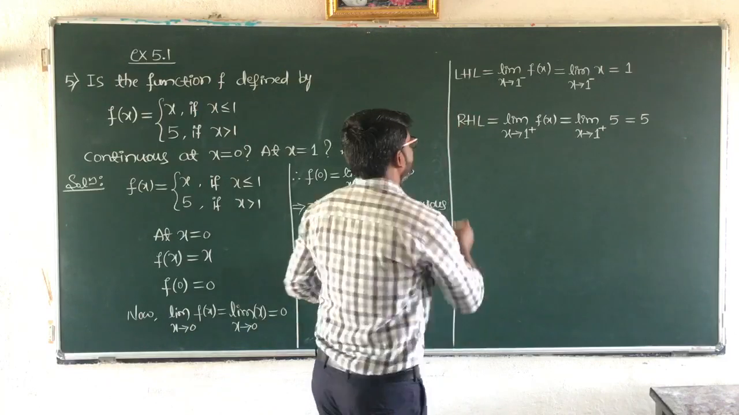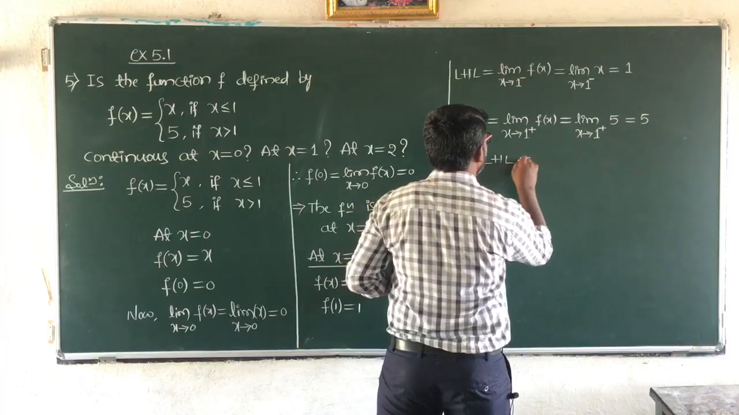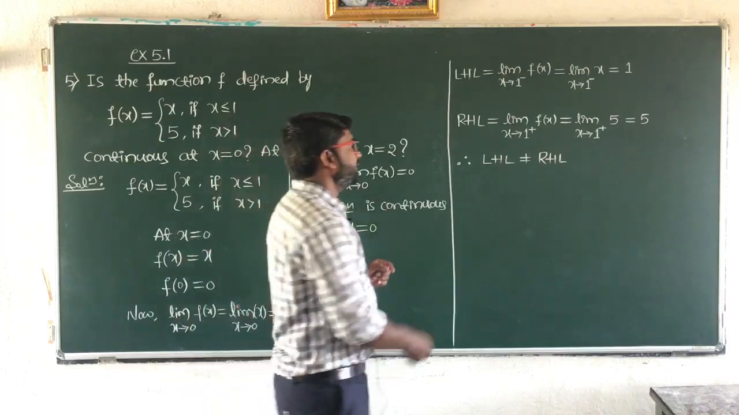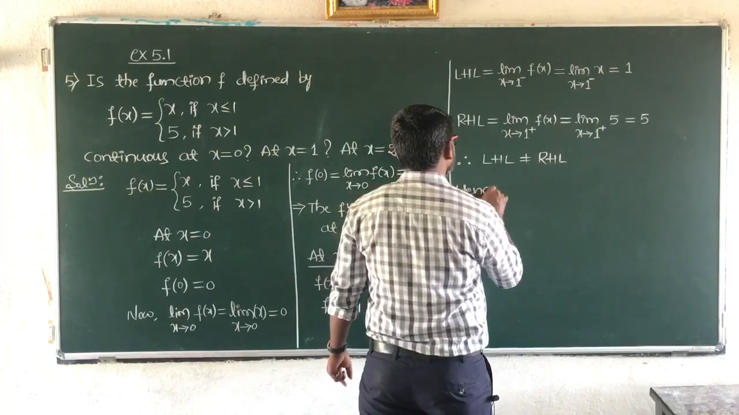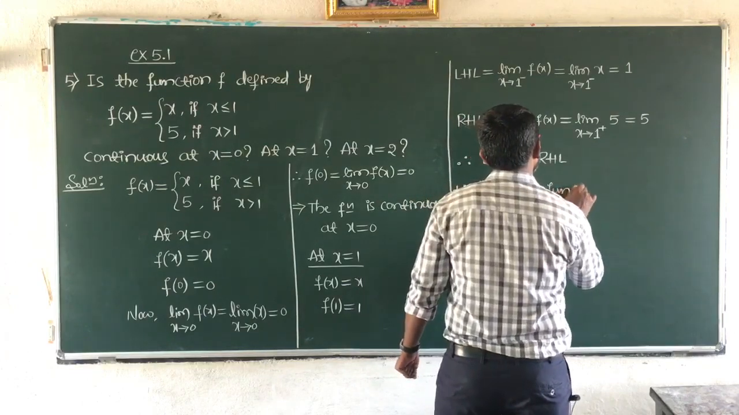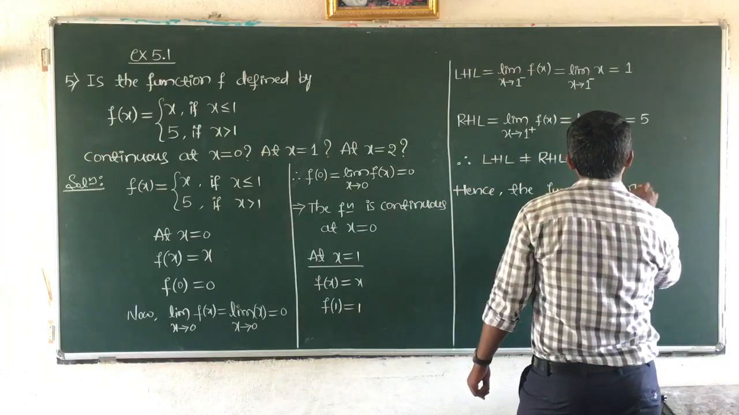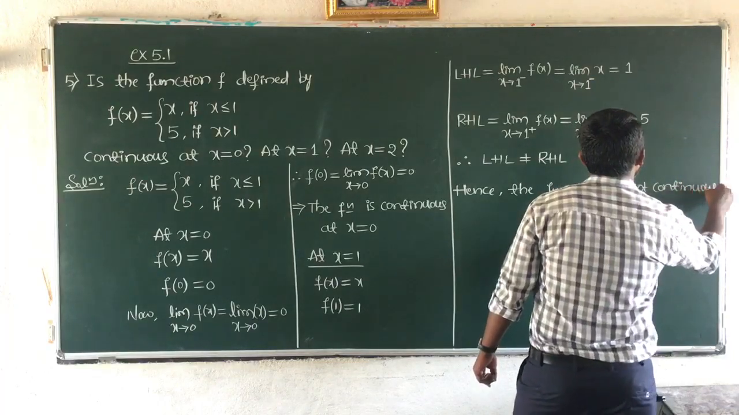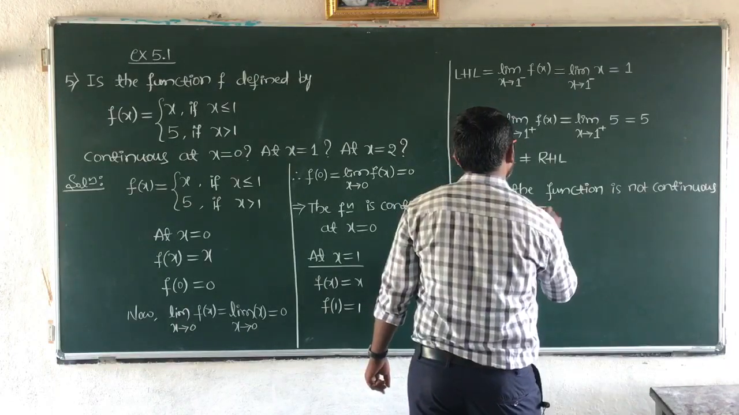So now, therefore LHL is not equal to RHL. So LHL is not equal to RHL, therefore the function is not continuous at x equal to 1. Hence the function is not continuous at x equal to 1.